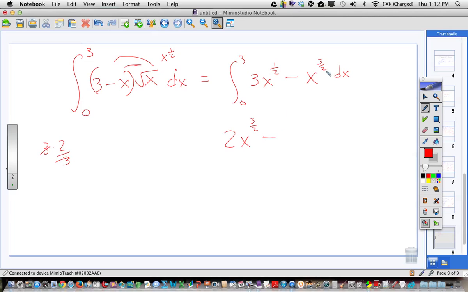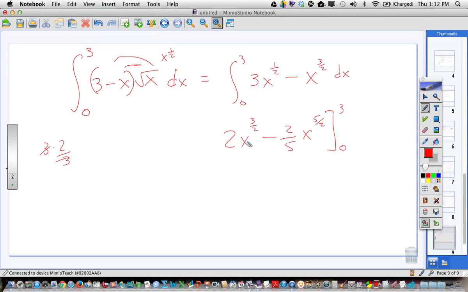Here we raise that up to 5/2. Divide by 5/2, that'd be 2/5. x to the 5/2, right bracket, 0 to 3. Now notice I didn't right bracket it here because I wasn't doing the antiderivative. My first step was just rewriting the integrand, the little f. So I was just rewriting that. But now I did the antiderivative, so now I have big F, and now I'm doing my right bracket.